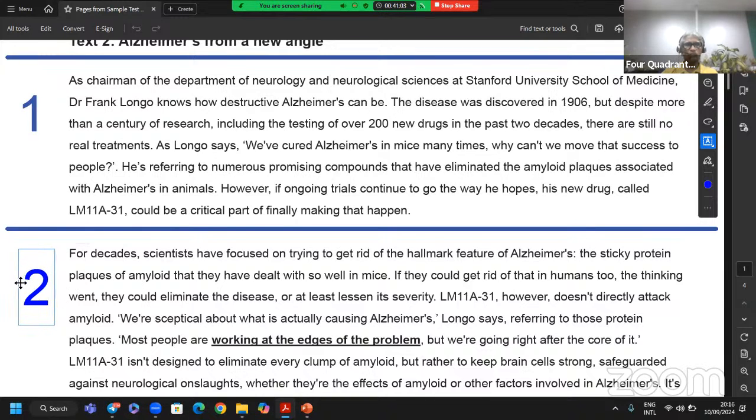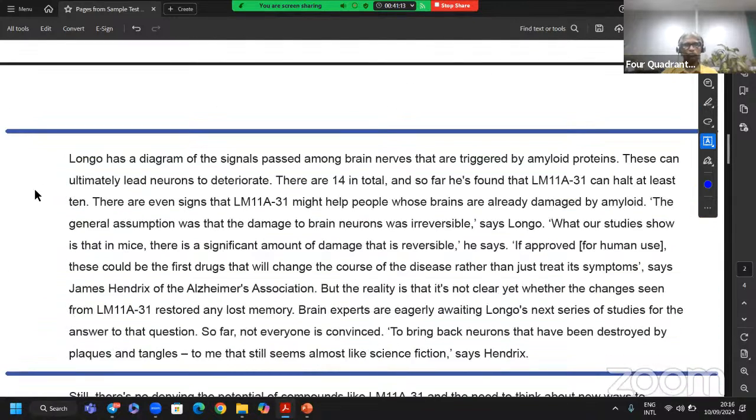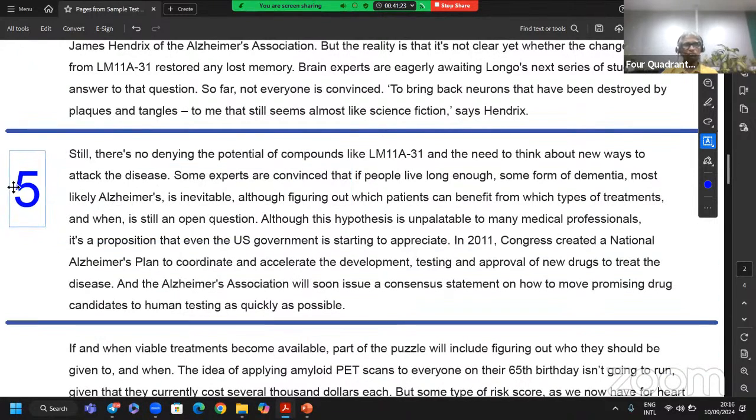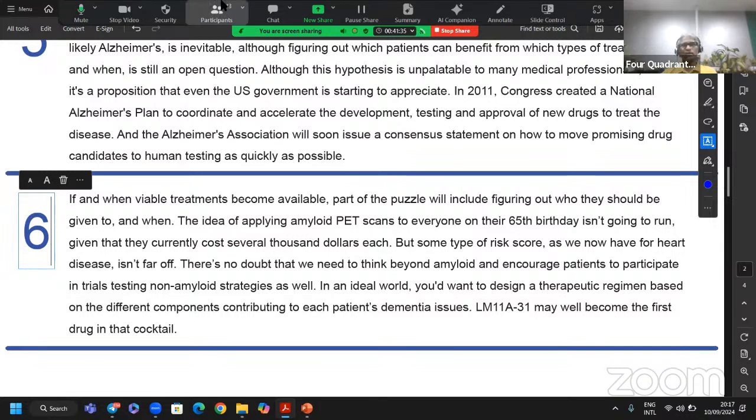Paragraph number 2. Paragraph number 3. Next, paragraph number 4. Paragraph number 5. Paragraph number 6. So we have 6 paragraphs.